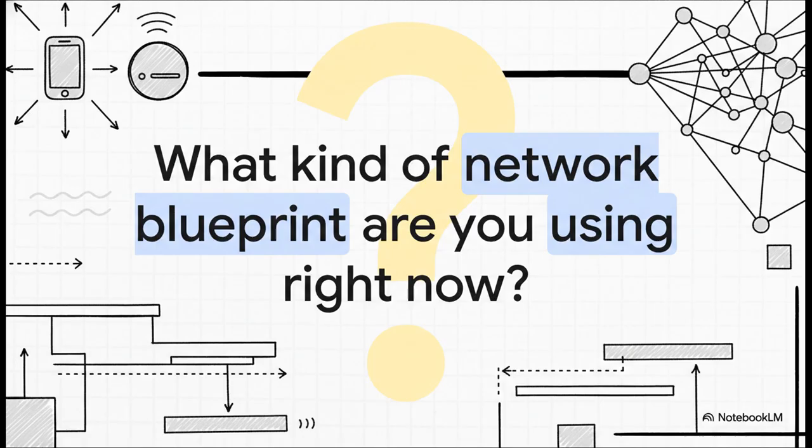And that's our deep dive into network topologies. But it leaves you with one final question to chew on. What kind of network blueprint are you using right this second? Think about it. The device you're watching this on, it's probably in a star network with your Wi-Fi router sitting right in the middle. But then, that router connects to this huge, sprawling, hybrid mesh thing we call the internet. So chances are, you're actually part of a few different blueprints all at once.